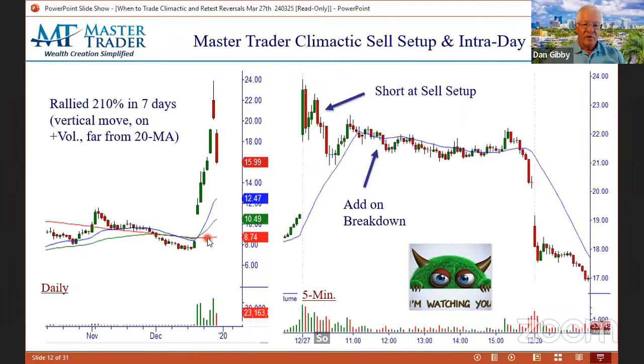You're a rocket ship far from the 20, huge volume. Now you're gapping up. Well, I'm going to put you on my interest list. I'm going to put you on a 5-minute chart and notice that it gapped up and it did rip up. Deeper retracement, lower high, breakdown, sell setup, breakdown. So another great intraday entry, not only for day trading, but for entering your bearish stock or option trade as a swing trade.